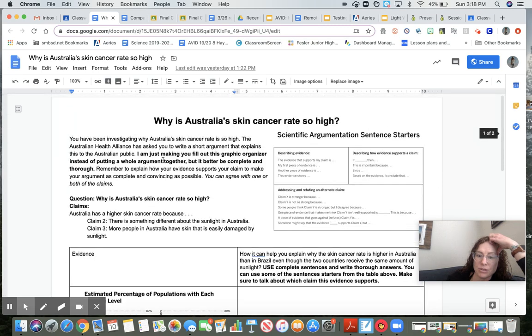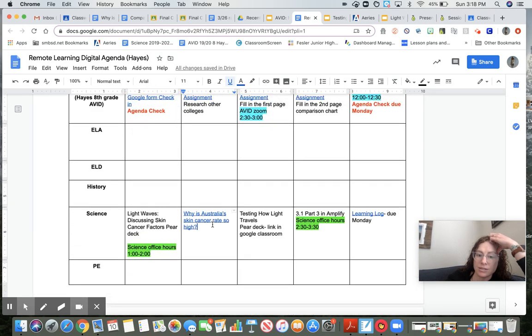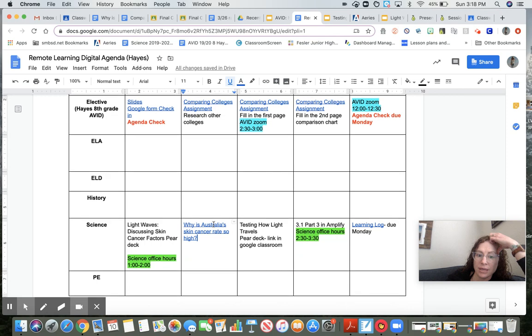Okay, so those are the assignments for Monday the 11th, and then the graphic organizer is the assignment for Tuesday the 12th. So the Pear Deck should be turned in by Tuesday morning. The graphic organizer should be turned in by Wednesday morning.